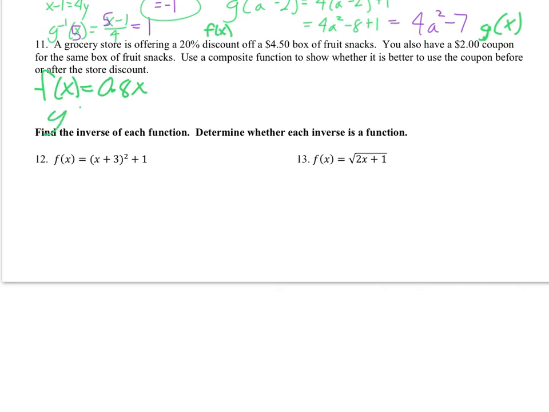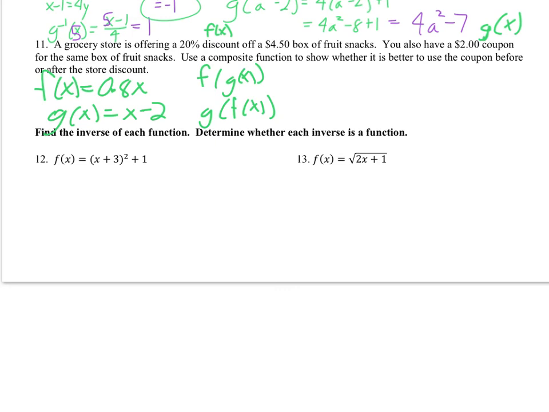G of x will equal x minus 2. So really we would compose both of those together. We would do f of g of x, and we would do g of f of x.